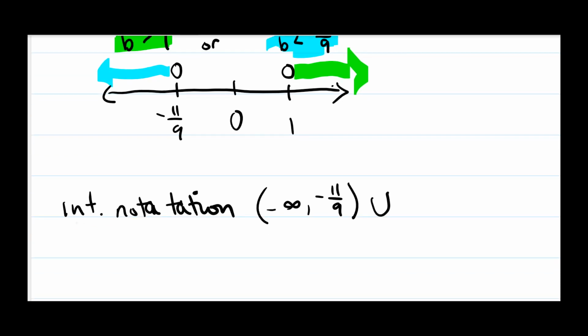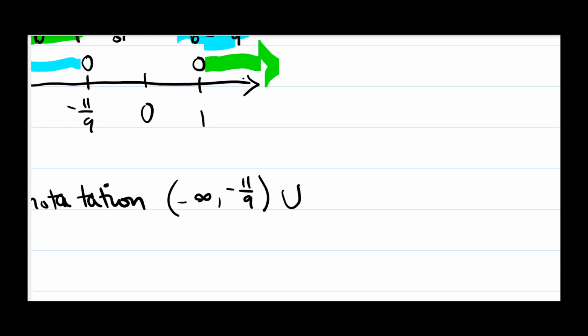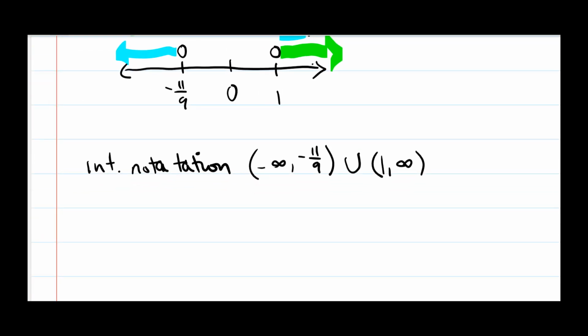That means or. Then the other part that is going to be the solution is going to be from 1 all the way to the right. And again, soft brackets around both of those. So that is going to be that piece right there using interval notation.